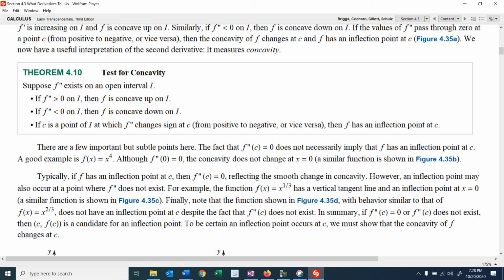Suppose the second derivative exists on an open interval I, and that the second derivative is positive on the interval I, then f is concave up on I. And if the second derivative is negative on I, then f is concave down on the interval I. Of course, if C is a point in the interval I at which the second derivative changes sign at C, then f has an inflection point at C.